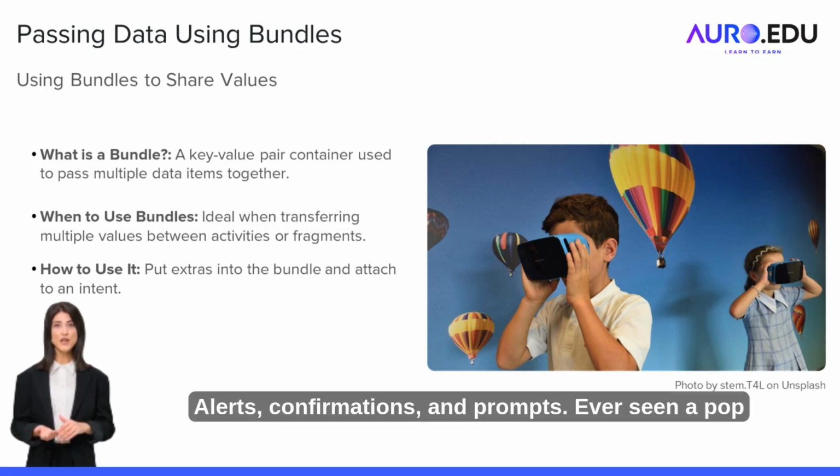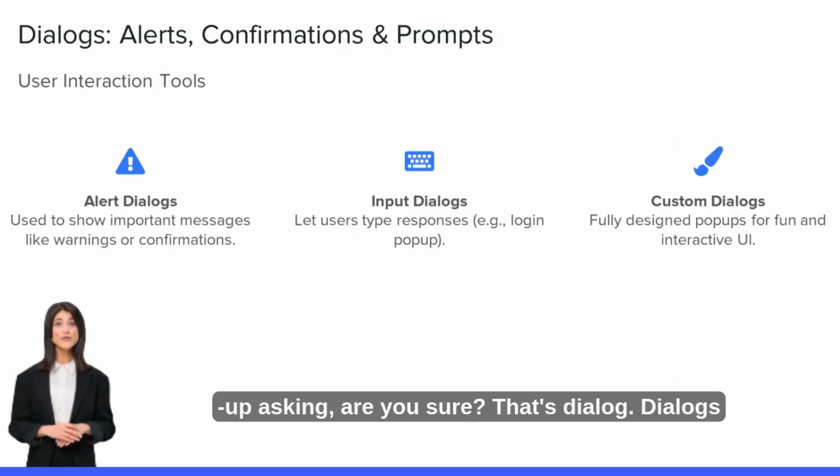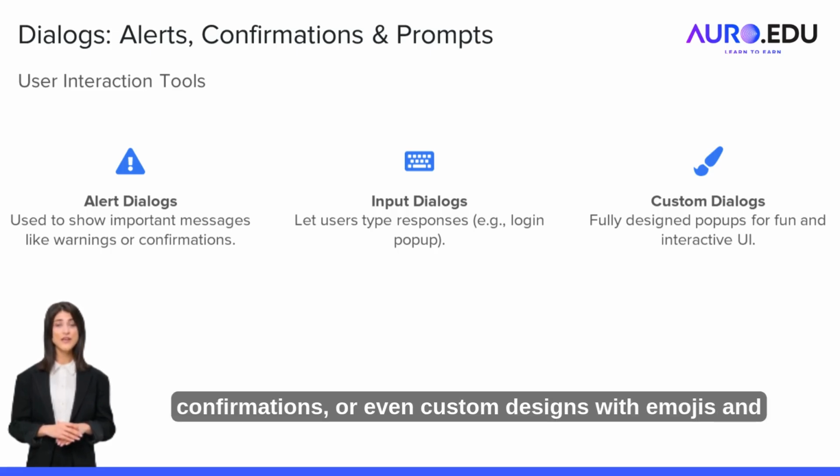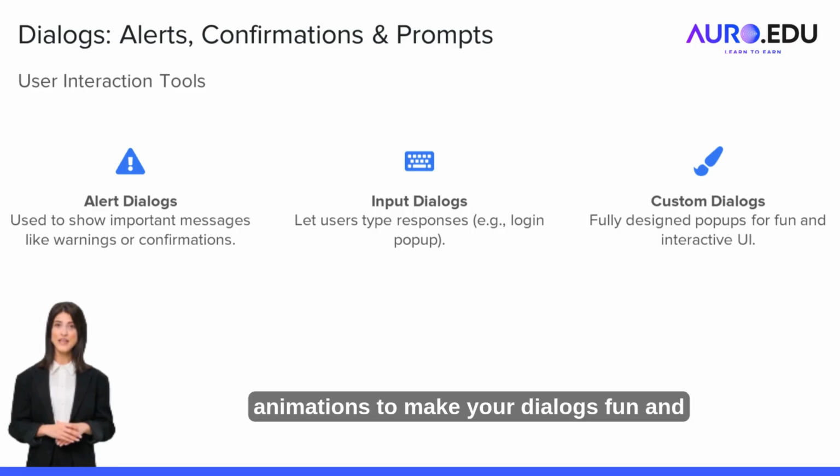Dialogs, alerts, confirmations, and prompts. Ever seen a pop-up asking, "Are you sure?" That's a dialog. Dialogs help apps talk to users. You can use alerts, confirmations, or even custom designs with emojis and animations to make your dialogs fun and informative.